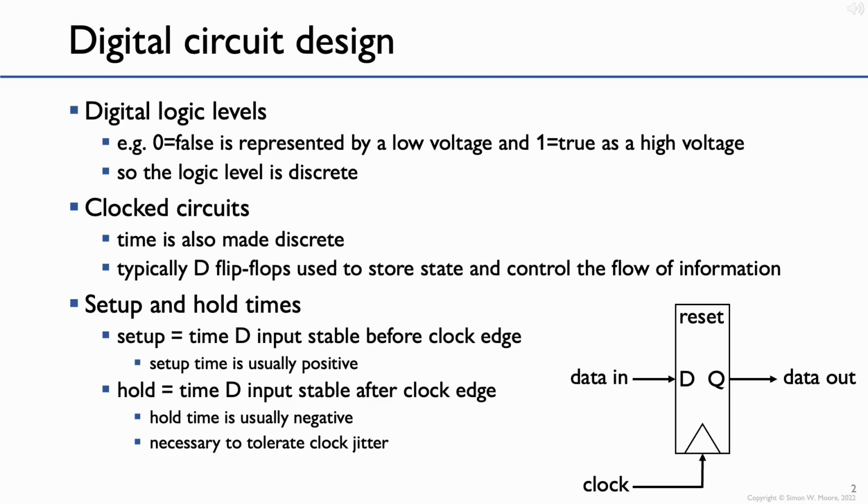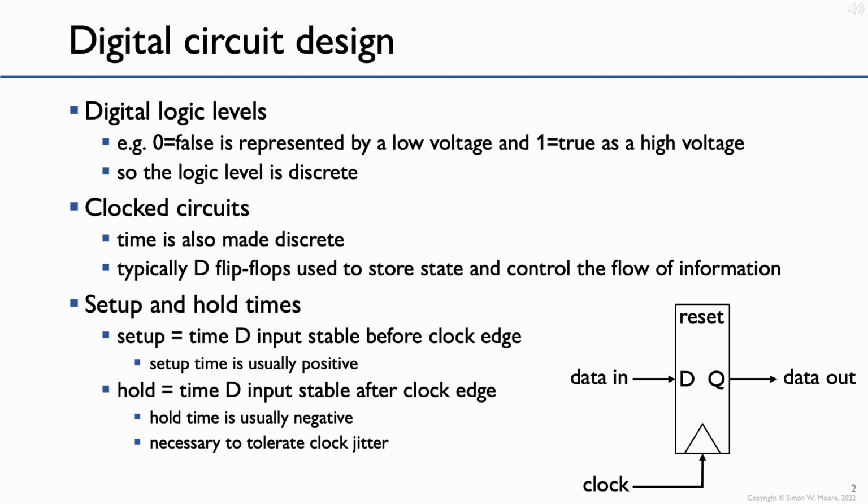So the logic level is discrete, as opposed to analog circuits where the voltage magnitude determines the value. One of the great advantages of digital circuits is that they reject a lot of noise, and so you can precisely move discrete values through the system, and this is what we're used to programming against.